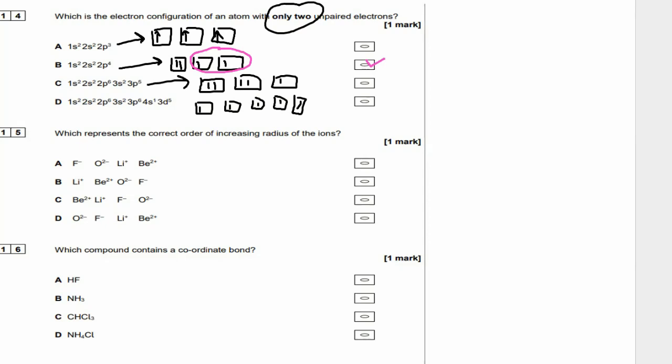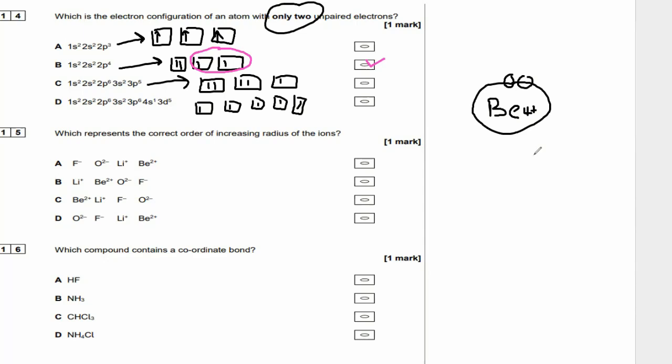Question 15, which represents the correct order of increasing radius of the ions? Now we're looking here at period 2. Generally, they decrease across a period, but we're looking at ions here. Negative ions are going to be larger than positive ions because with negative ions, you get that extra repulsion between the electrons. So when you're looking at B and C, you can see beryllium has a greater positive charge than lithium, so it's going to be smaller. Lithium has less positive charge.